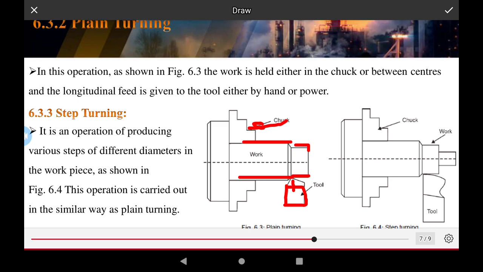Step turning: this is the plane workpiece. First the tool cuts the workpiece, suppose to 40 mm, then the second cutting operation is to 30 mm, and again step cutting to 20 mm. This is the step by step reduction of the diameter of the workpiece. This is step turning.